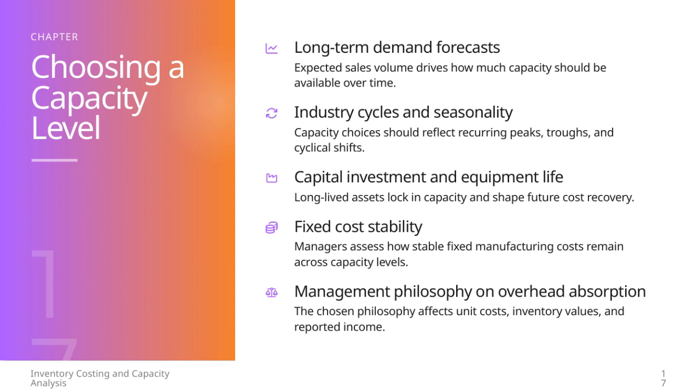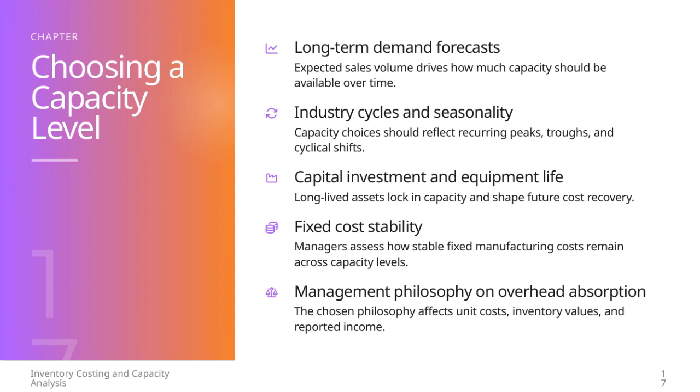Another key point is capital investment and the life of equipment. Since these assets tend to be long-lived, they commit us to a certain capacity level and influence how we recover costs over the future. Alongside this, we have to think about fixed cost stability. It's important to understand how stable fixed manufacturing costs remain as capacity levels change because this impacts our financial planning.